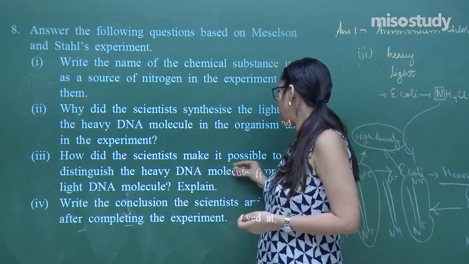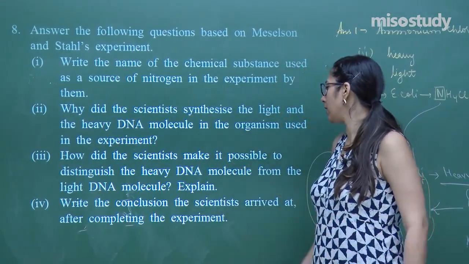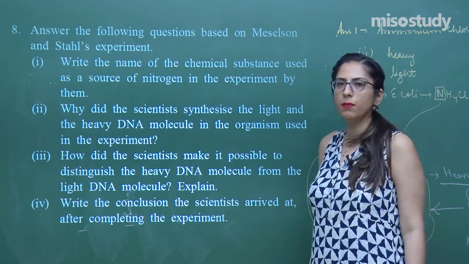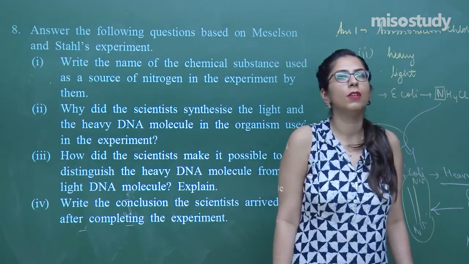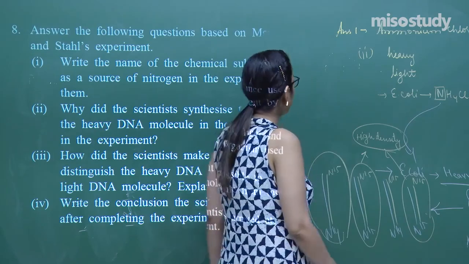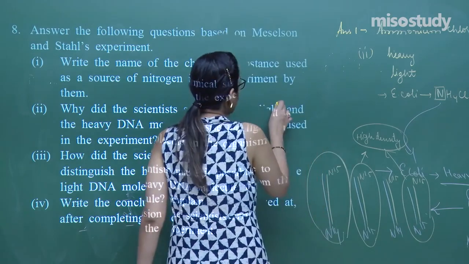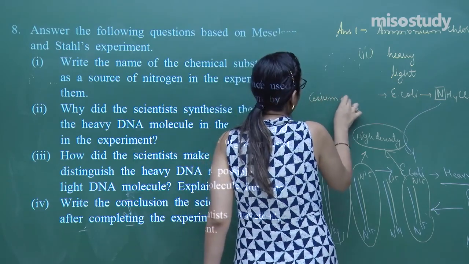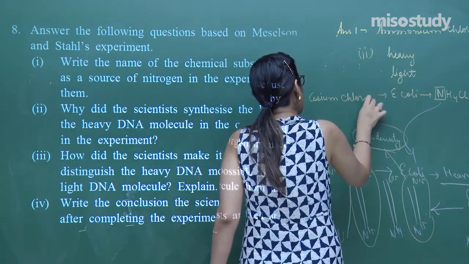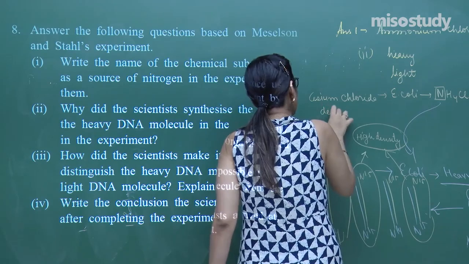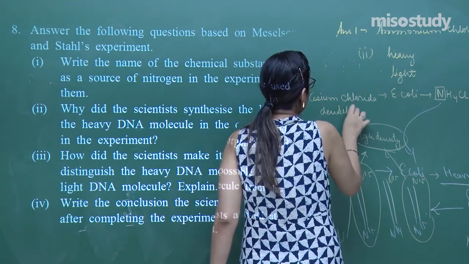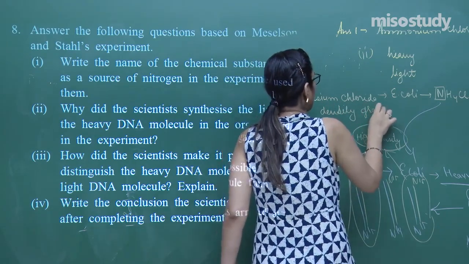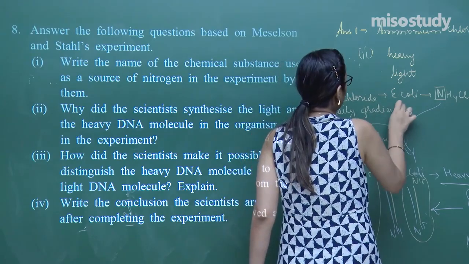How did the scientists make it possible to distinguish the heavy DNA molecule from the light DNA molecule? That is because of the density gradient centrifugation, that is, cesium chloride density gradient centrifugation.